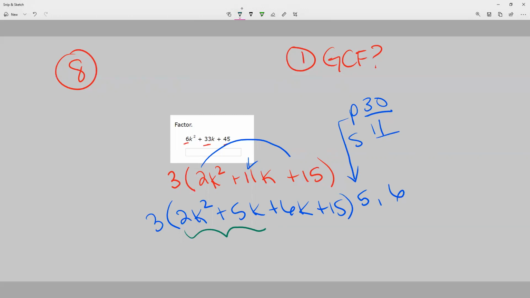From here, you're going to factor by grouping. Just don't forget that this 3 is going to stay in front of your answer. So your answer is going to have a 3 hanging out in front, and then whatever the parentheses are after you finish factoring it here in this part.